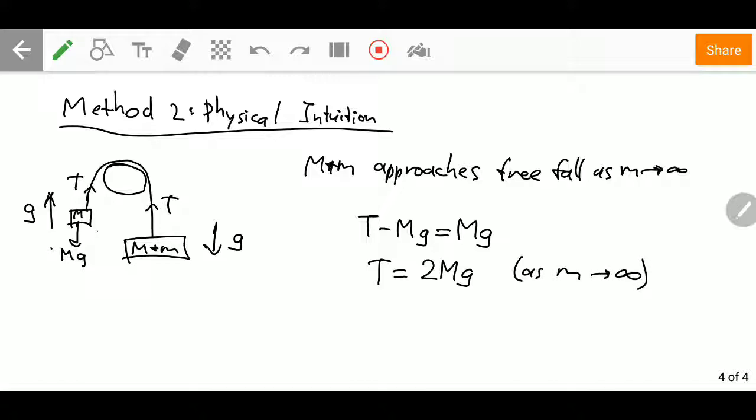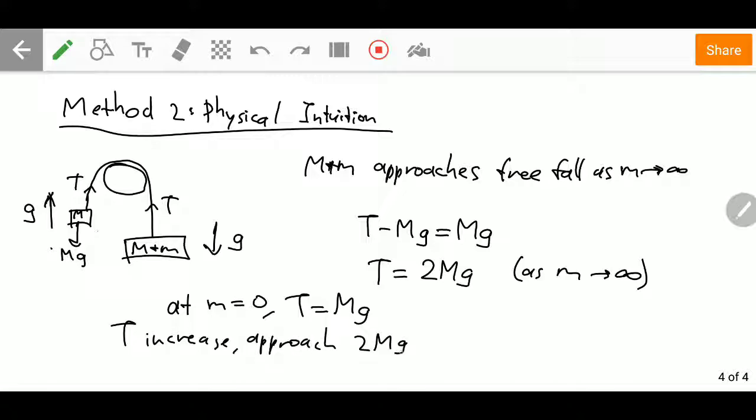And in the problem, if you notice the problem statement, it actually mentions that at m equals 0, T equals Mg. This is something you could also calculate for yourself pretty quickly, just from the fact that the two blocks would be in static equilibrium. But in this case, they actually give it to you, and so you can see that T would increase and approach a finite value 2Mg. And so once again, you get the answer D.